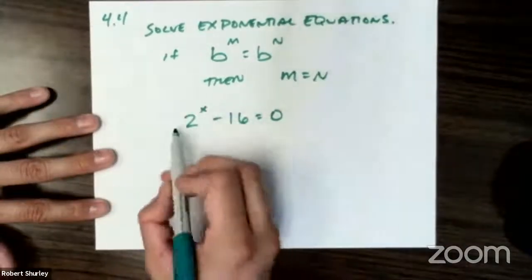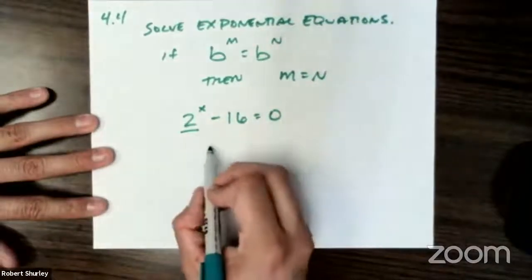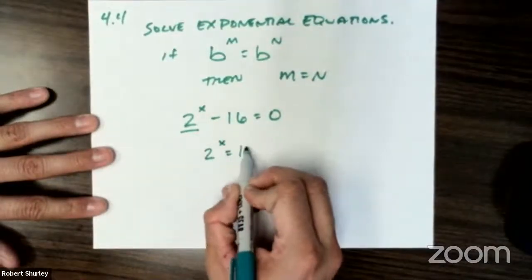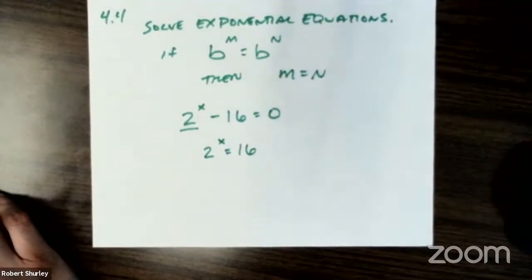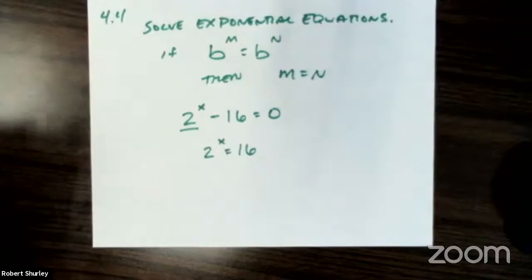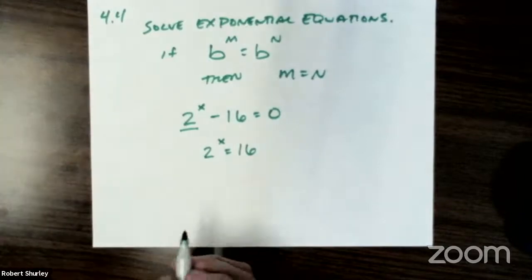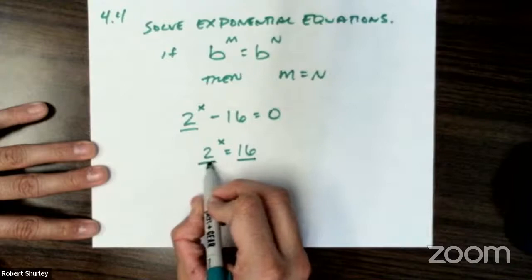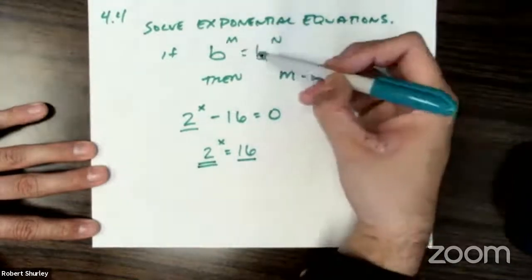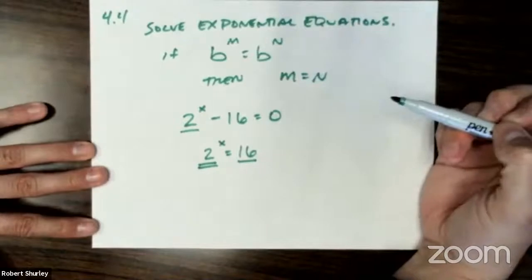What I mean by that is, for this example, that's our exponential term. So we're going to move that 16 over. So 2 to the x equals 16. So that's step one. Step two, the goal is going to be to get that term that's not an exponential into the same base. Because if we can get the bases the same, we can set the exponents equal to each other.